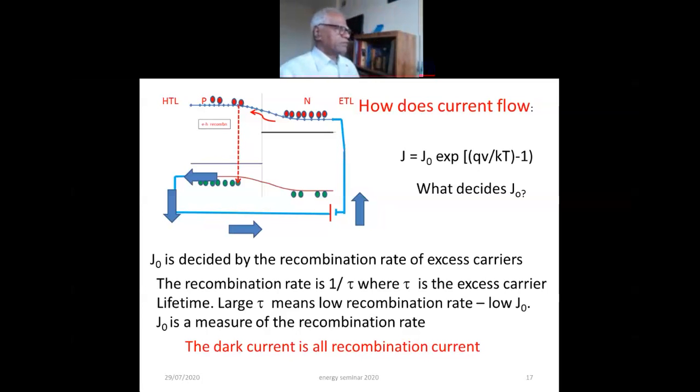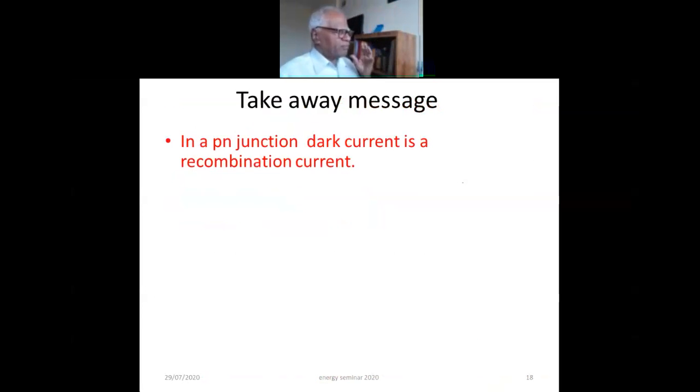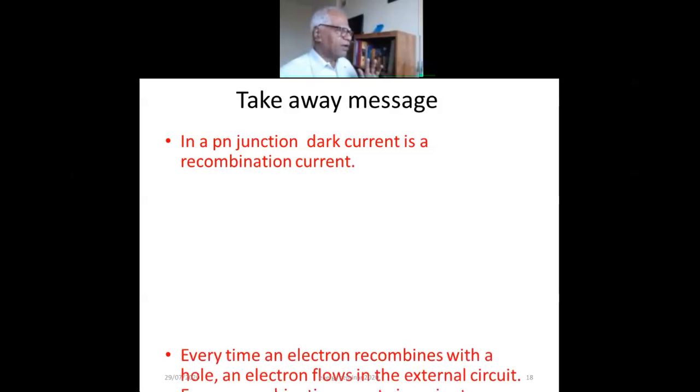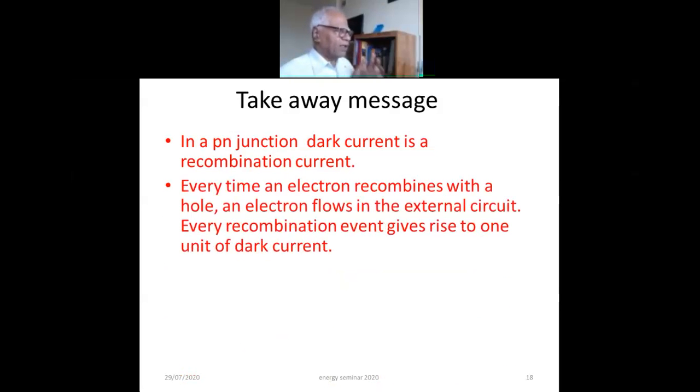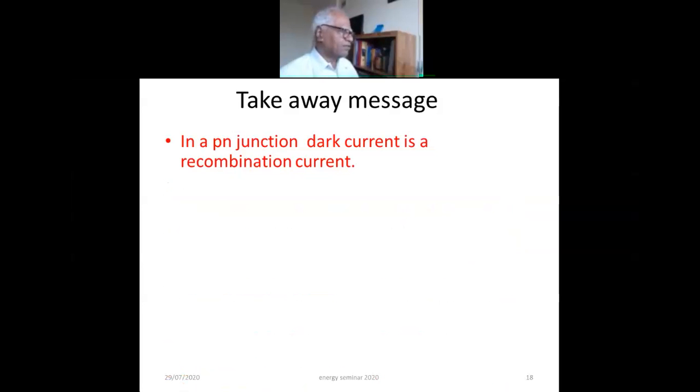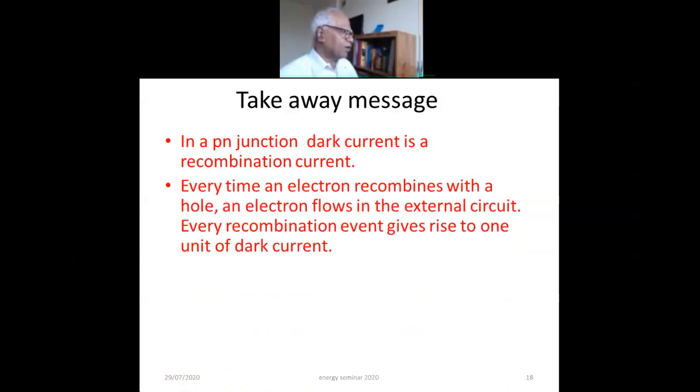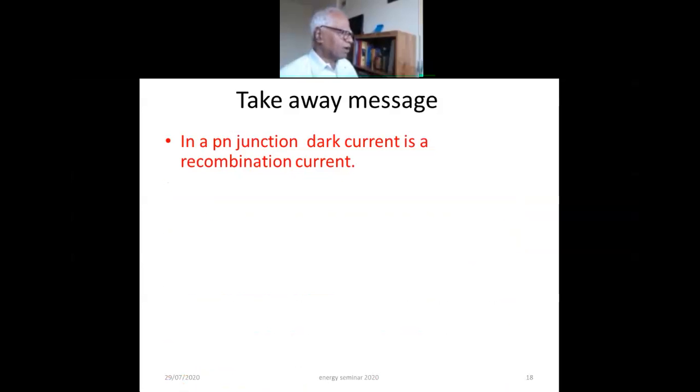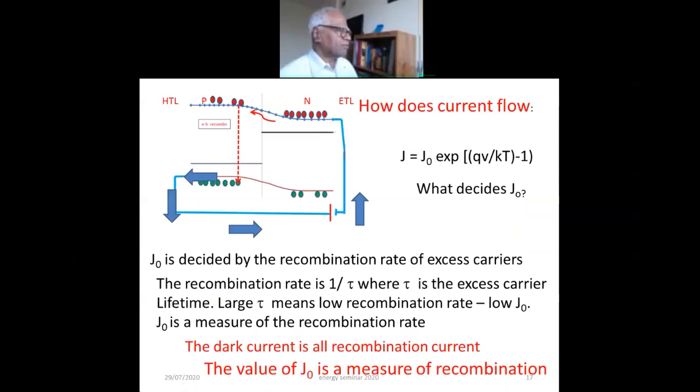Okay. So this is the message I want you to take away. In the PN junction, our current is a recombination current. And the recombination current, every time an electron recombines with a hole, an electron flows in the external circuit. Every time an electron recombines with a hole, the current flows in the external circuit. Similarly, if an electron recombines with a hole here, the current flows in the external circuit.